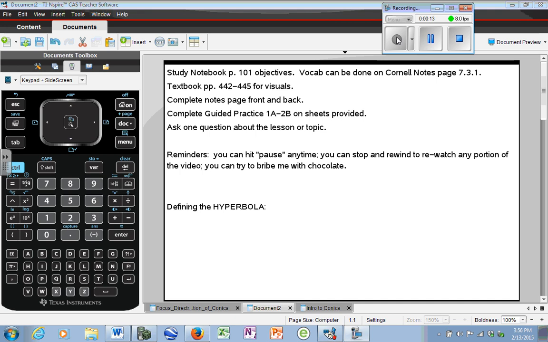If you're following that sheet that I gave you, you know that you should have done the study notebook page 101 objectives. The vocabulary could either be listed there, or you can do it on the Cornell notes that I provided to you. I gave you 3 pages. You need to make sure that they're all done. You're going to want textbook pages 442 to 445 open so that you can look at some things.